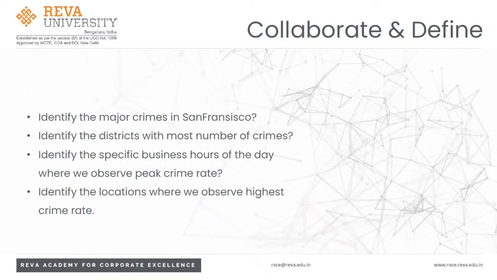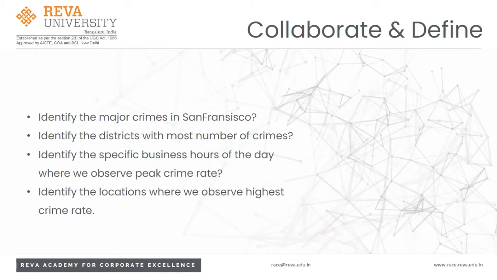Collaborate and define. Now here I'm talking about my first case study. In the first case study, what are the critical objectives that we are hunting? What are the main objectives that we are trying to answer? First objective is to identify the major crimes. What are the major crimes committed in San Francisco? The second one would be, name the districts with the most number of incidents of crime.